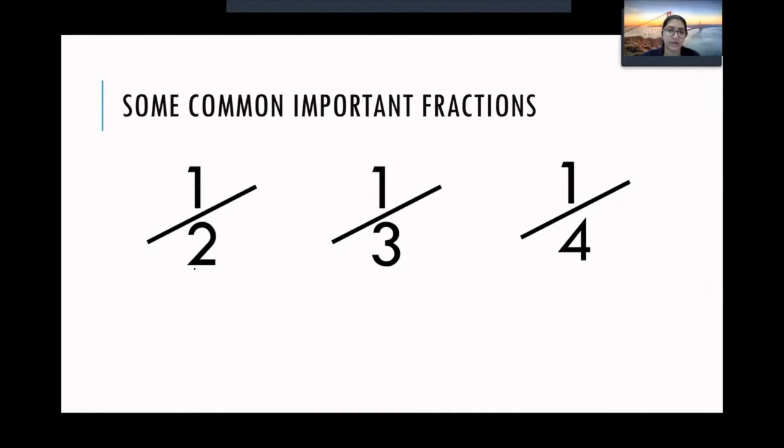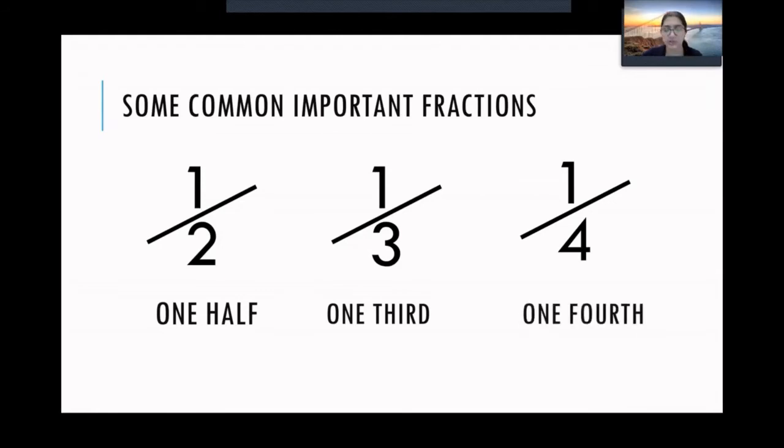So let's go through some common important fractions. The first one we've already looked at before. This is referred to as 1 out of 2, or 1/2 as it's known. The second one is 1 out of 3, or 1/3. And the last one is 1 out of 4, or 1/4. So these are a few common important fractions that people refer to quite frequently.